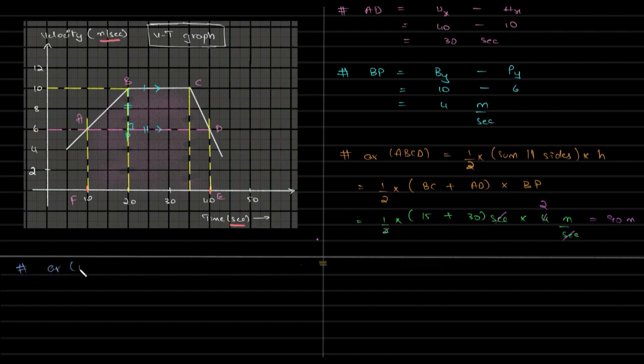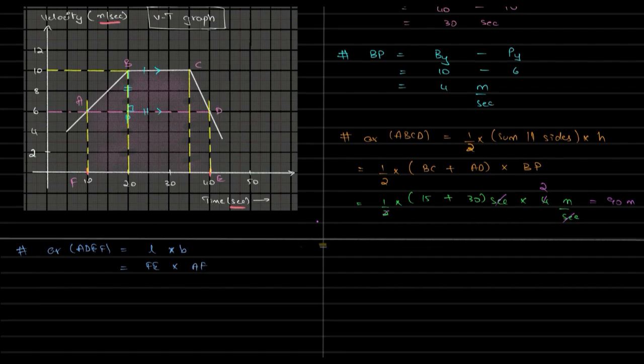Now, area of ADEF would be length into breadth. So what is the length over here? Length would be, say, AD, if not FE. That would be easier. FE into the breadth is, say, AF. Now, all we have to do is find FE or EF. So EF is this. It's a line on the x-axis. So basically, EX minus FX is what we need to find. So EX is 40, FX is 10, and the difference is 30, and the unit is second.